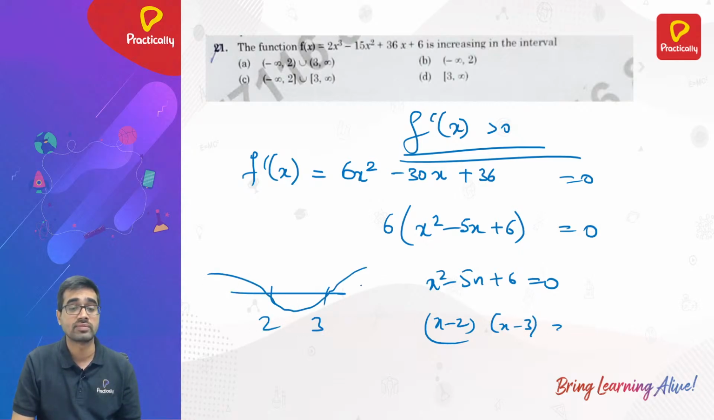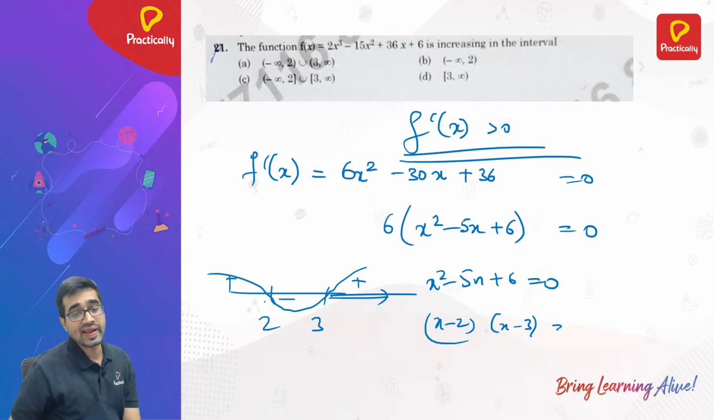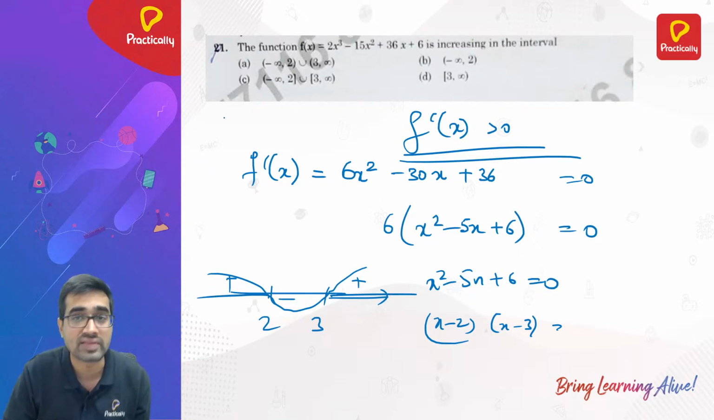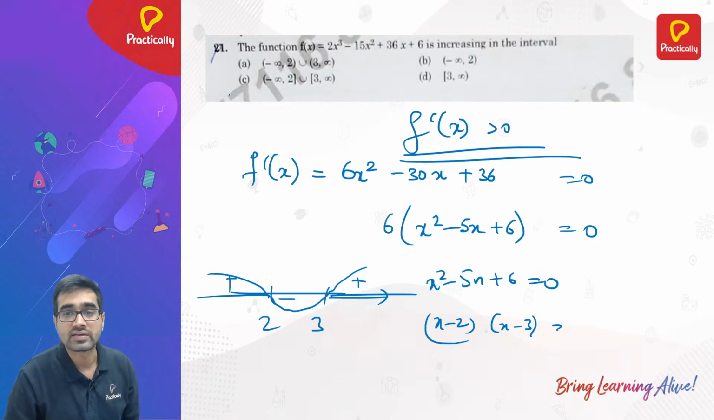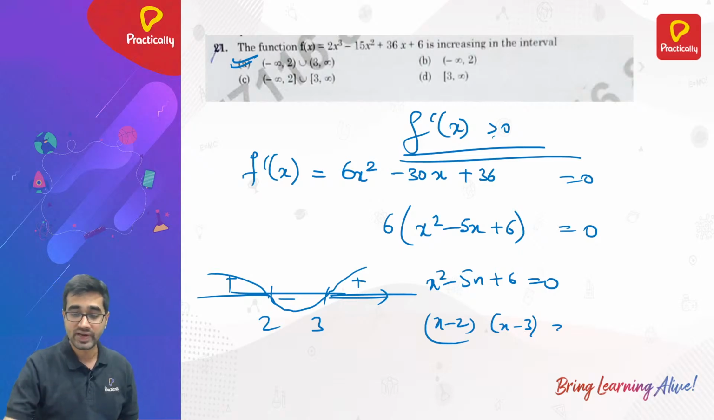Use the wavy curve method, plus minus plus. Where it is positive, more than 3, or equality is also included, no issues. And where it is less than 2. So now you have got more than 3 and less than 2. Okay, wait, f dash x positive, there is no equality, so you should use the A option, not the C option. Okay, I hope it is right.